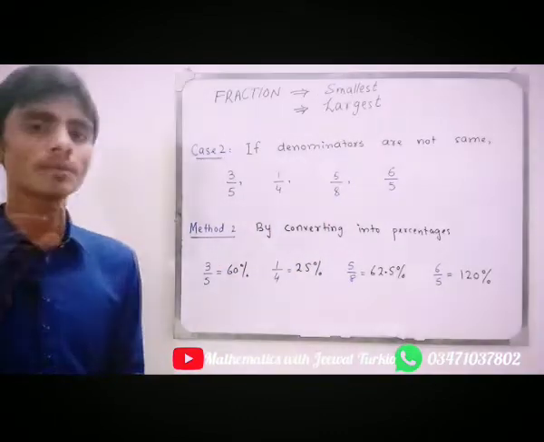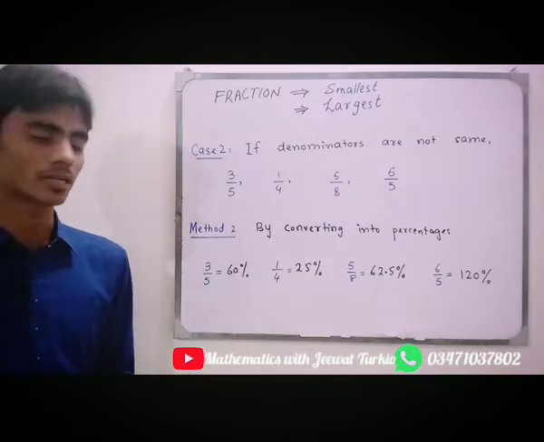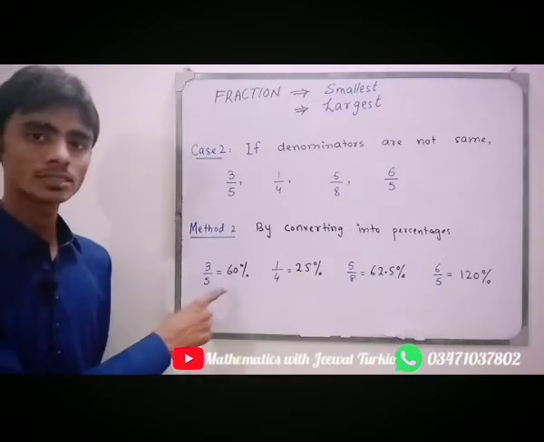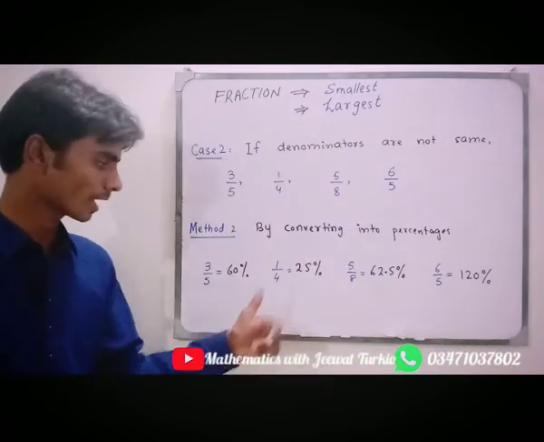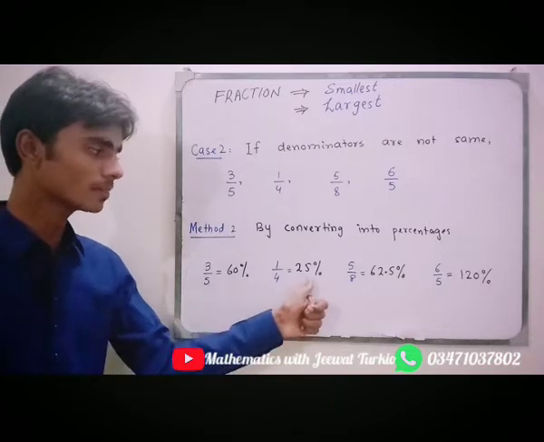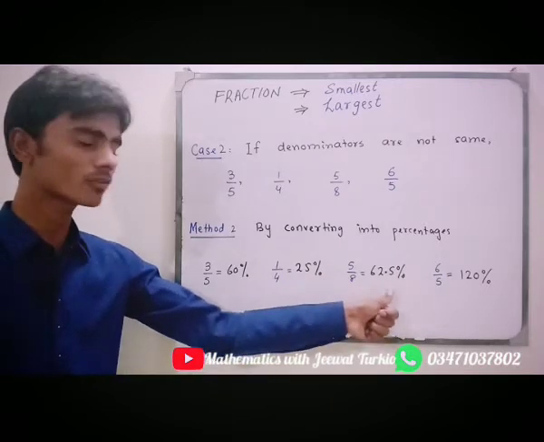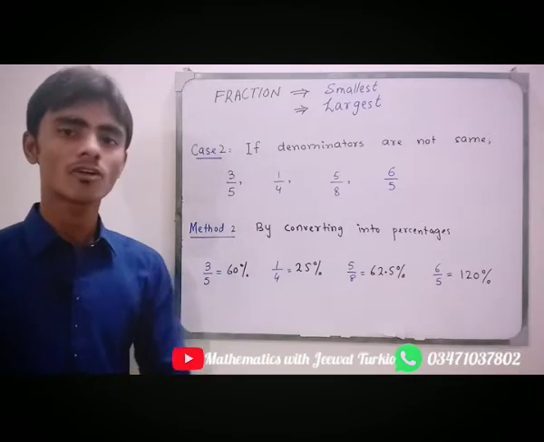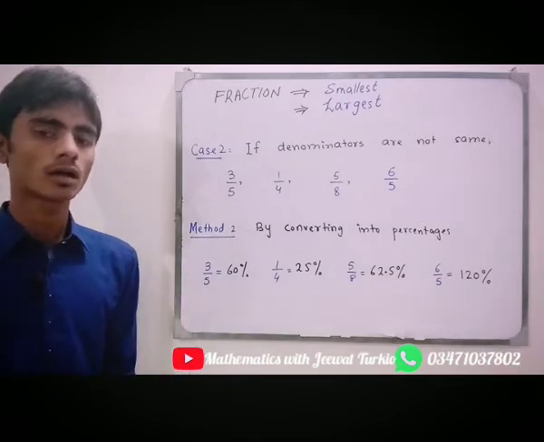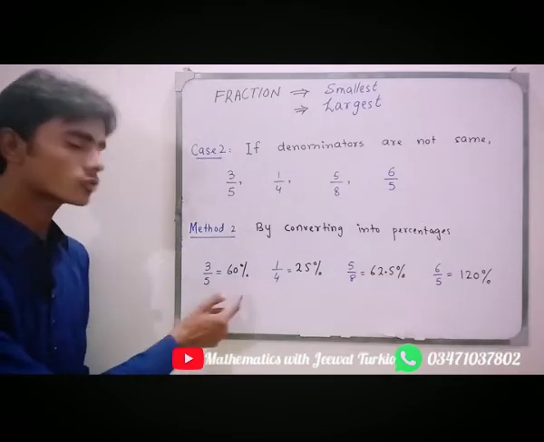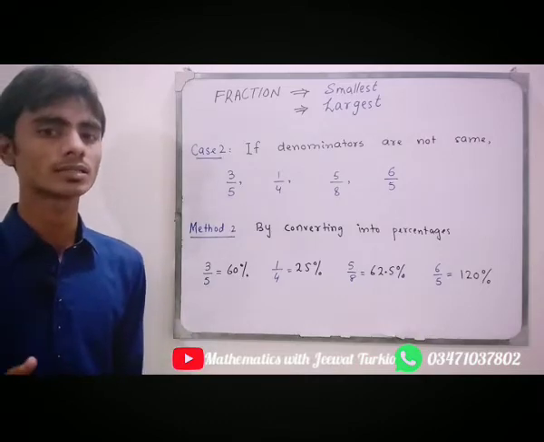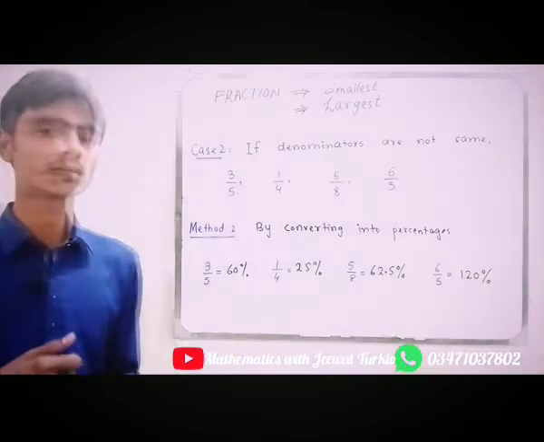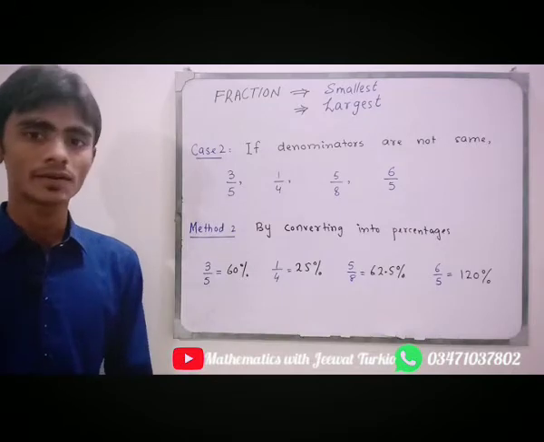We will simply convert them into percentages. So 3 by 5 is equal to 60%, and 1 by 4 is equal to 25%, 5 by 8 is 62.5%, and 6 by 5 is 120%. How we can convert a fraction to a percentage, you can see in the previous video. The link of that video is given in the description.